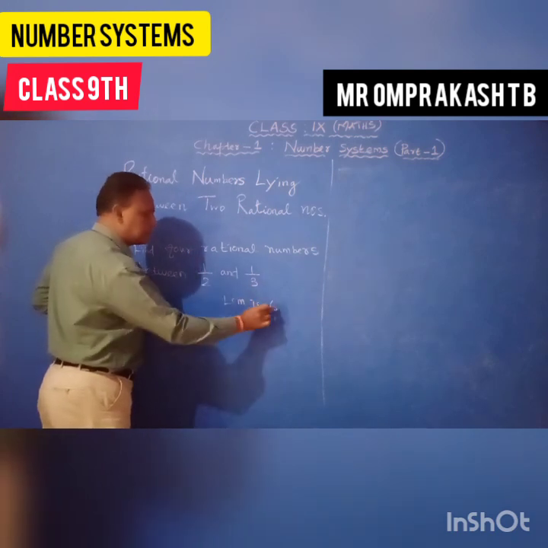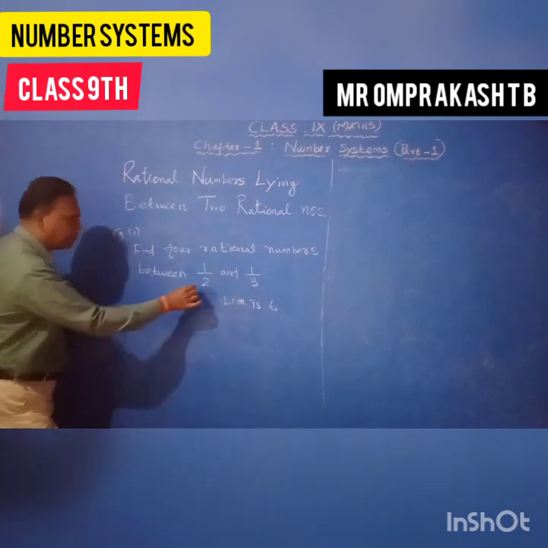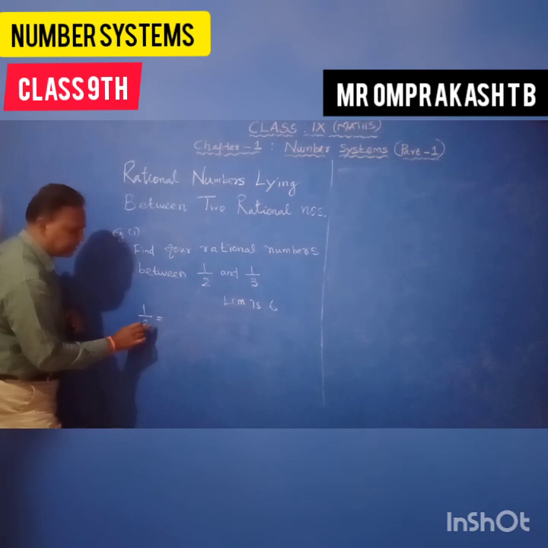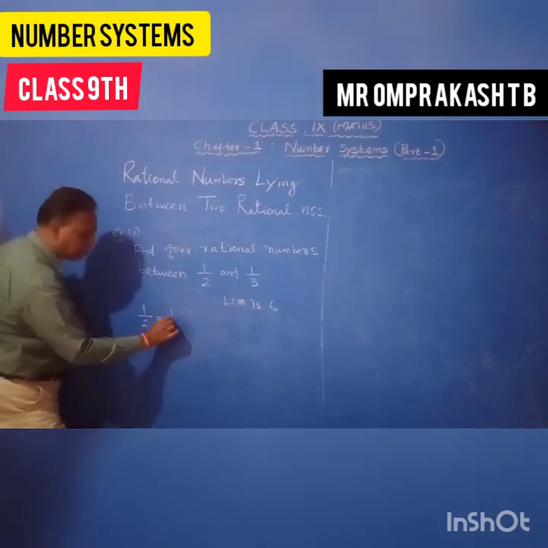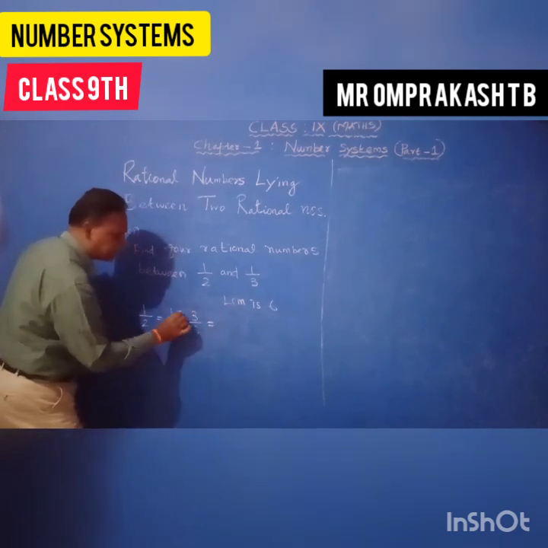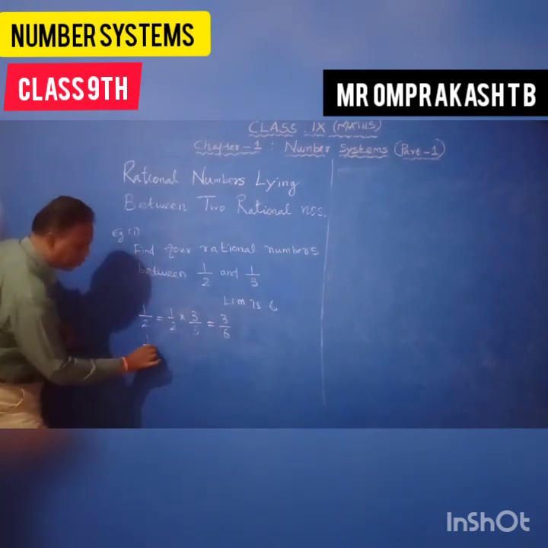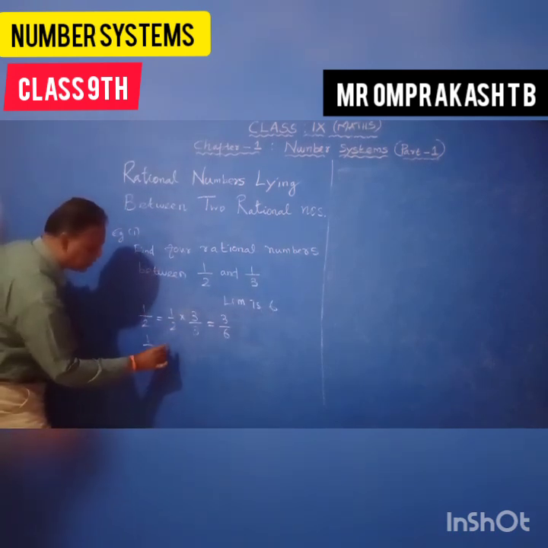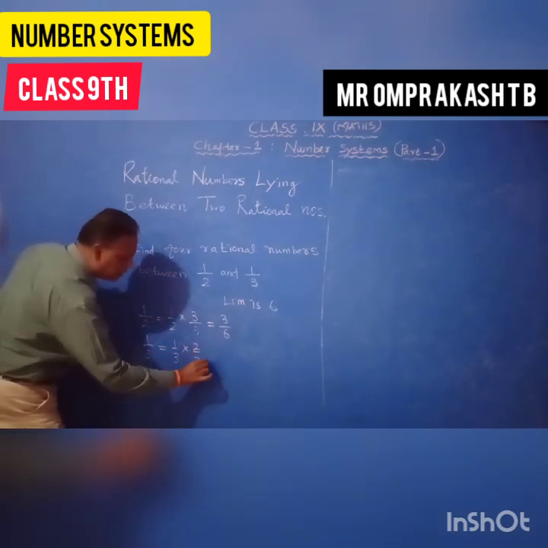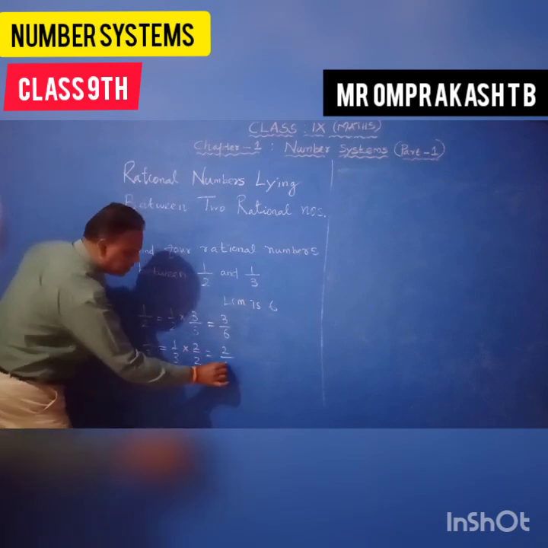Both are prime numbers, so just multiply, that is 6. LCM is 6. Now you have to make the denominator 6. For that, 1 by 2, to make the denominator 6, multiply by 3. Okay, 1 by 2 into 3 by 3, that is numerator 3, so 3 by 6. Again take 1 by 3. Here you have to make 6, so how much do you have to multiply? 2 by 2. That is 1 into 2 by 6.